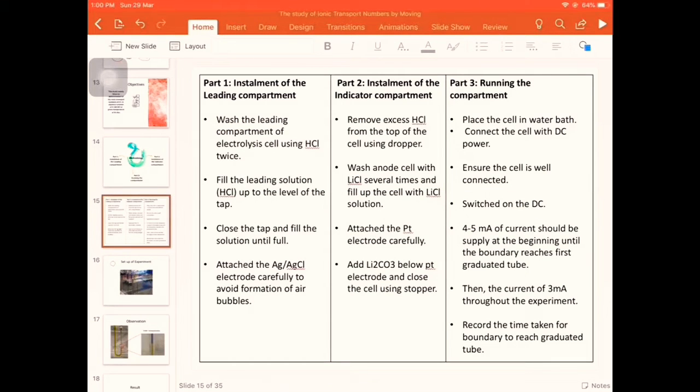And then part 3 is running the compartment. We supply the electric current, and the current needs to be maintained at about 3 milliampere across the experiment, because we really want to keep this variable constant. We don't want thermally induced movement or Brownian motion to happen. Okay, and then the time is recorded for the boundary to reach the graduated tube.